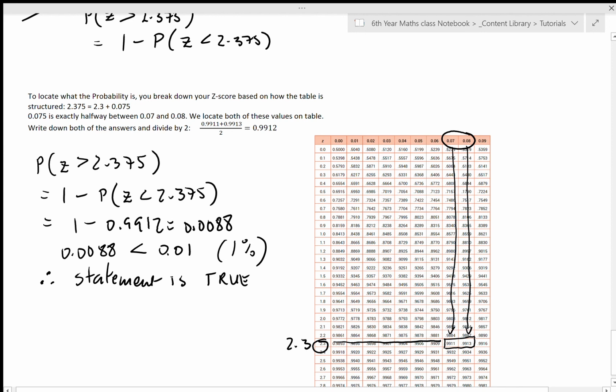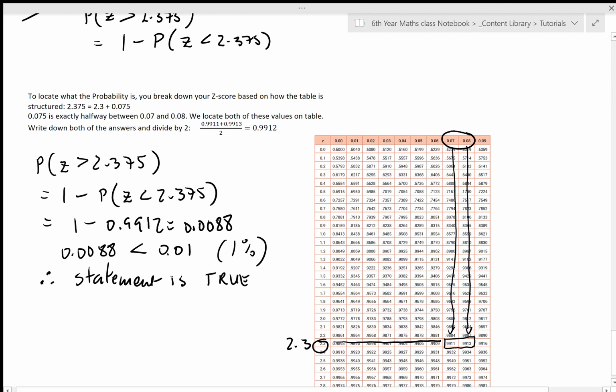Okay, so if we see 0.075 and we look across the top of the table, there is no 0.075. There's a 0.07 and a 0.08. So we basically have to say, okay, well, 0.075 is exactly halfway between that. So whatever our two values are for 0.07 and 0.08, we locate both those values, we write them down, add them together, and we divide them by 2. So you're basically finding the middle value between those two.